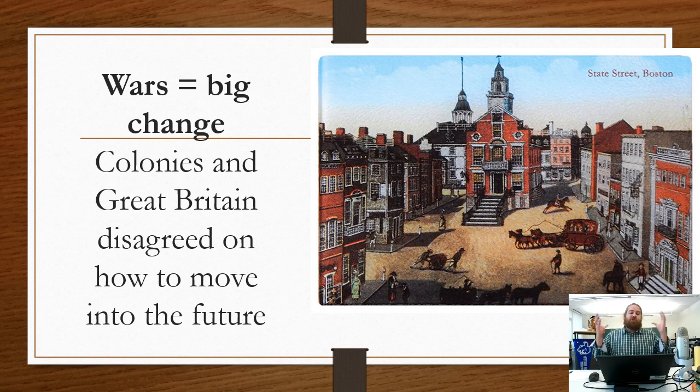Wars are always huge changes, and chaos is a ladder. The colonies, in the victory, believed that they would be even more autonomous, and that they had earned their place as an equal member in the British Empire. Great Britain saw this as a great opportunity to bring those troublesome 13 children back into the family. And so the disagreement over how to move into the future after the French and Indian War is going to be the main source of conflict that will cause the American Revolution.